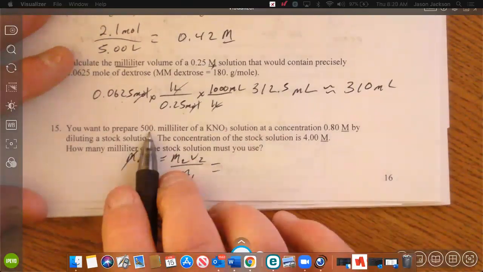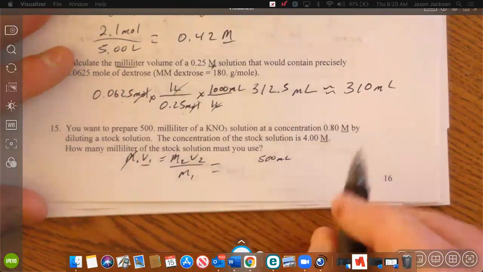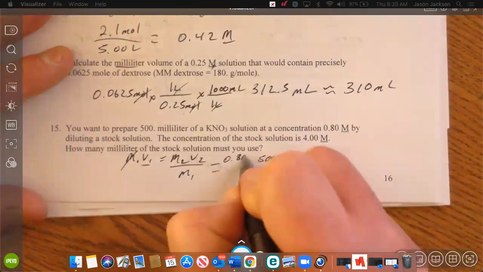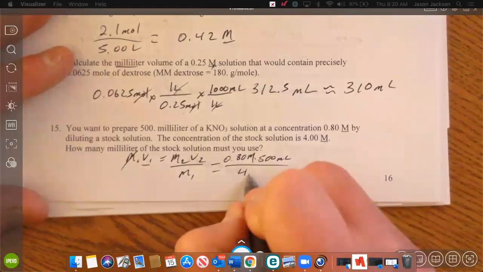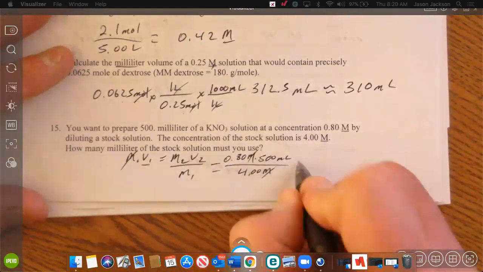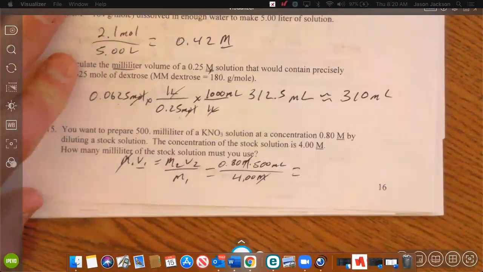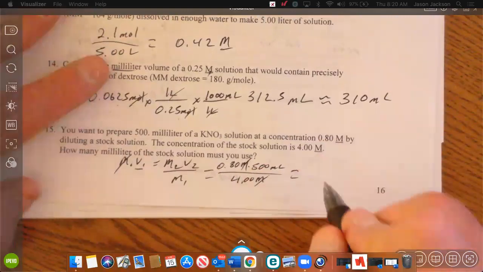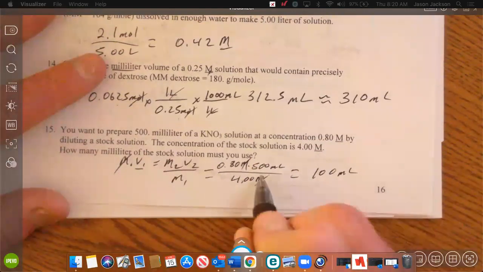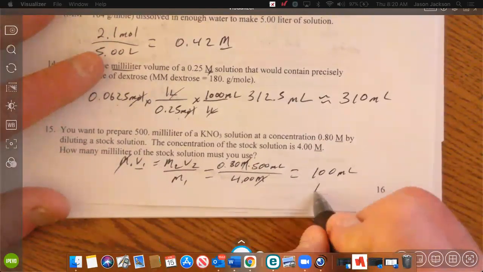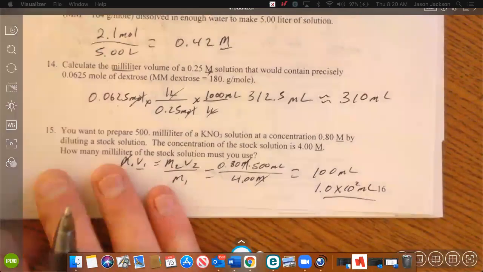So we want 500 milliliters of 0.8 molar solution. We're going to divide that by 4.00 molar. Molar cancels out. 0.8 times 500 divided by 4 is 100. We need to start with 100 milliliters of the stock solution. We can only have 2 significant digits here, so that's going to change to 1.0 times 10 to the second milliliters if we wanted to show that with the correct significant digit.